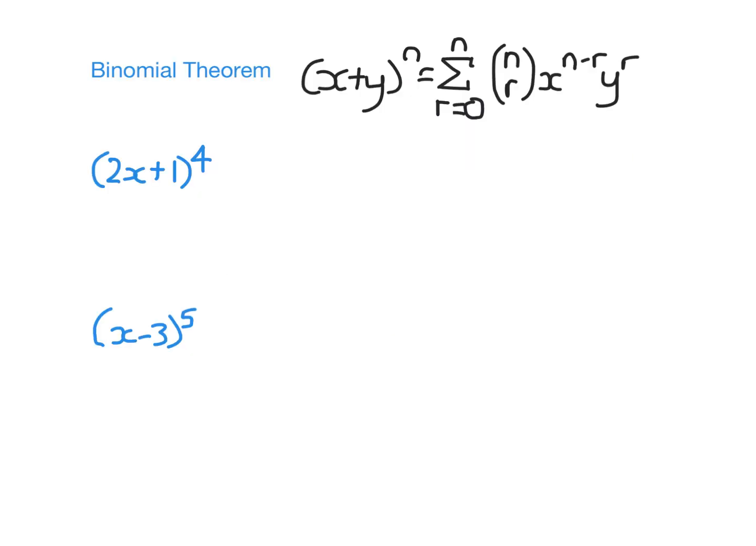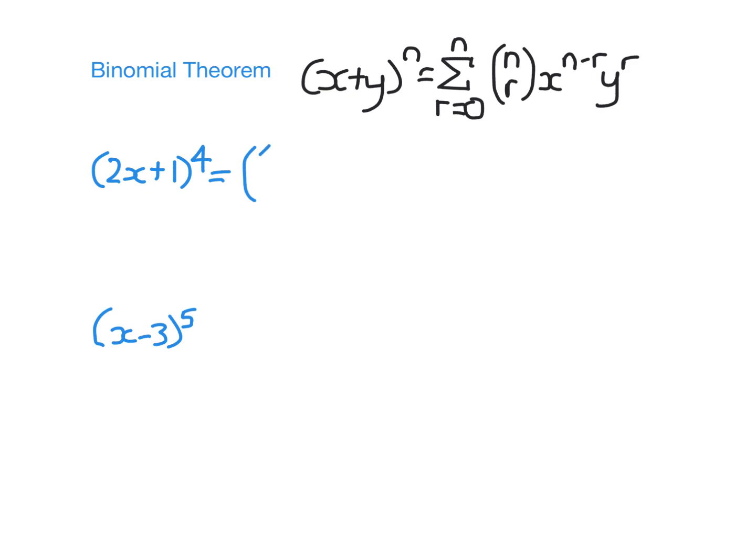So the first way it can be of use to us is by using the binomial theorem, which helps us expand brackets like this. So this is the binomial theorem. This is a bit hard to read. It says the sum from r equals 0 of n choose r times x to the power of n minus r times y to the power of r. What does that mean?